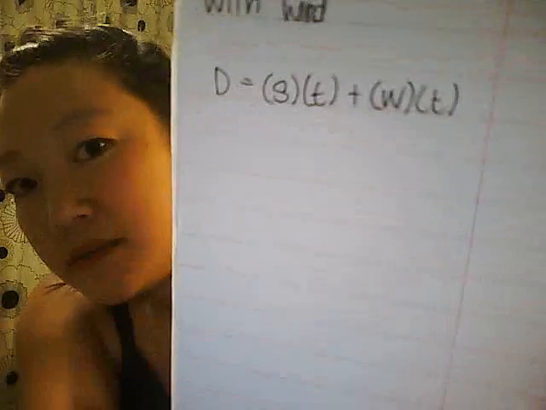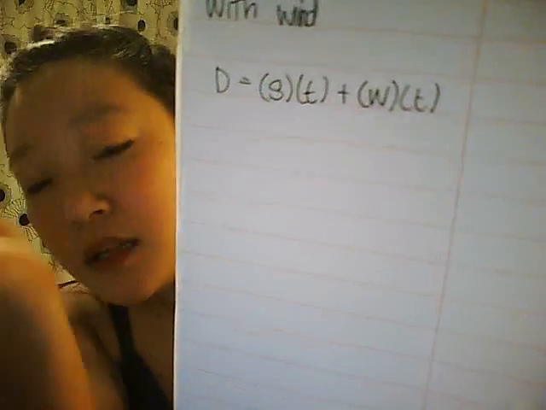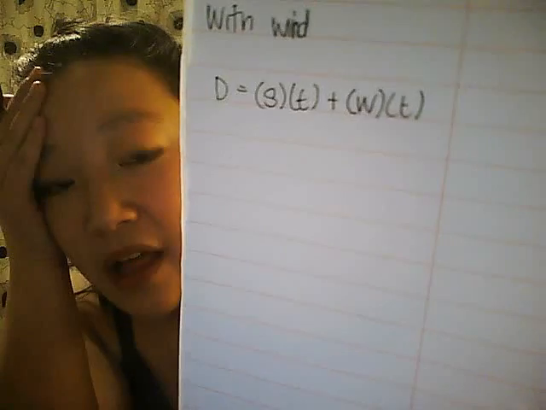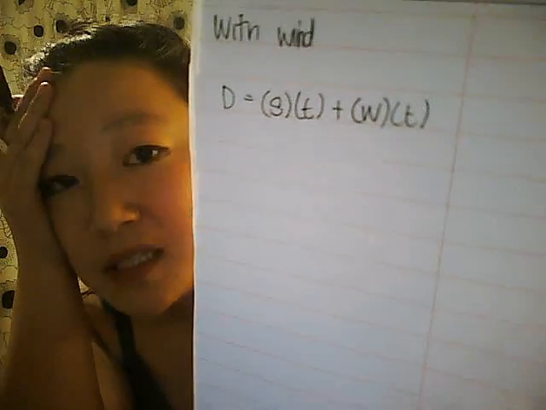So with the wind speed, we have to add a variable. So d equals s times t plus w times t. What this is saying is distance equals the speed of the airplane times the time it's flying plus the wind speed times the time.